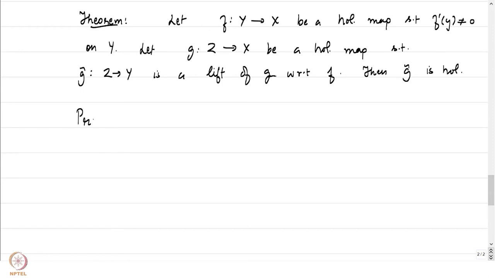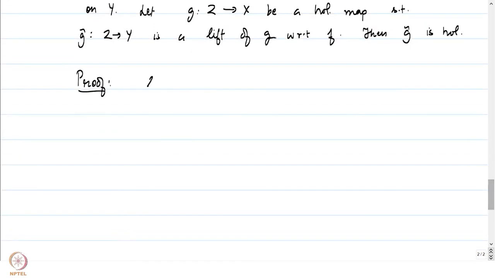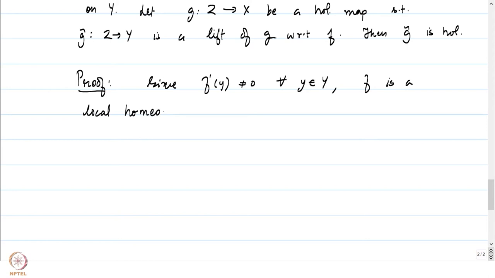Let's give a proof of this. The first observation is that since f prime of y is not equal to 0 for all y in capital Y, f is a local homeomorphism which is holomorphic with holomorphic inverse.